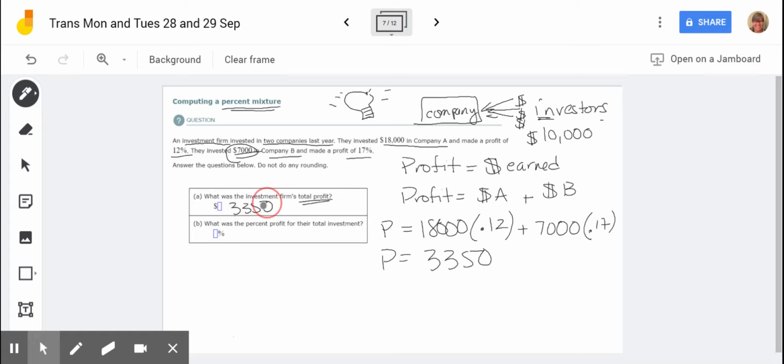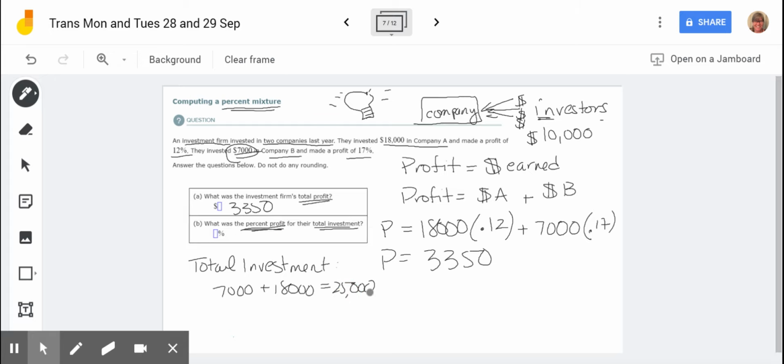3,350. Then it says, what was the percent profit for their total investment? Now, what does that even mean? It means that they invested a certain amount of money. Well, how much did they invest? The total investment is how much money they put in all together. Well, how much did they put in altogether? They put in 7,000 plus 18,000. So altogether, they invested 25,000. That's how much they totally did. And what was the percent profit?